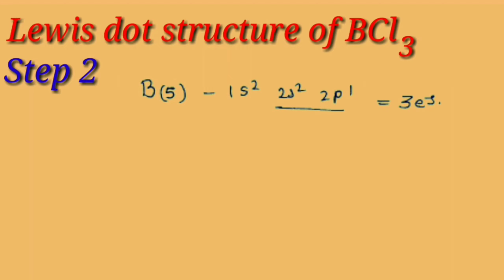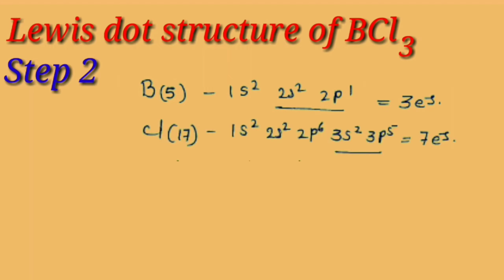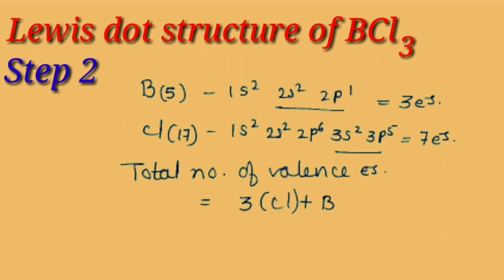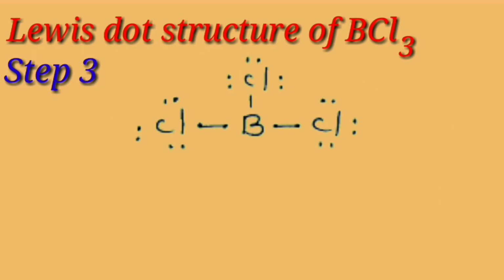On the other hand, chlorine atomic number is 17. Its electronic configuration is 1s2, 2s2, 2p6, 3s2, 3p5. So we can say that chlorine has 7 valence electrons. Now, the total valence electrons comes over here as 24 electrons. Now, in the next step, we need to draw single bonds between the central atom and surrounding atoms.